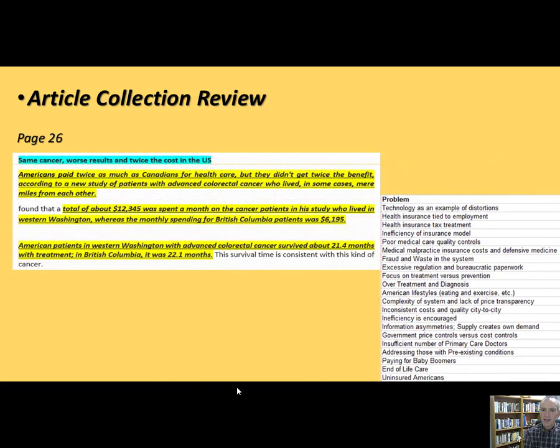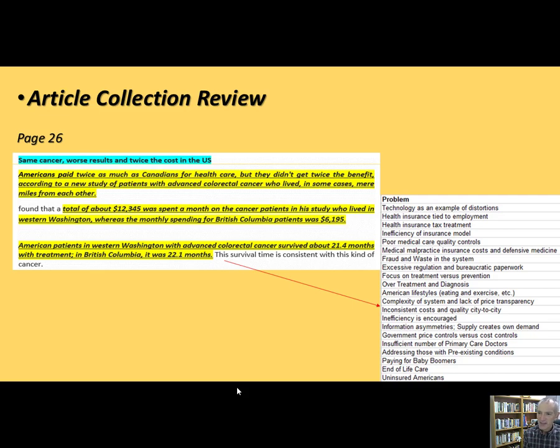All right, next article: same cancer, worse results, and twice the cost in the U.S. Americans pay twice as much as Canada for health care, but they didn't get twice the benefit, according to a new study. Patients with advanced colorectal cancer lived, in some cases, mere miles from each other. A total of about $12,345 was spent a month on the cancer patients in the study who lived in Western Washington, whereas the monthly spending in British Columbia was half that. American patients in Washington with advanced cancer survived 21.4 months versus 22.1. So, they're comparable, but Canada was half the price with slightly better outcomes.